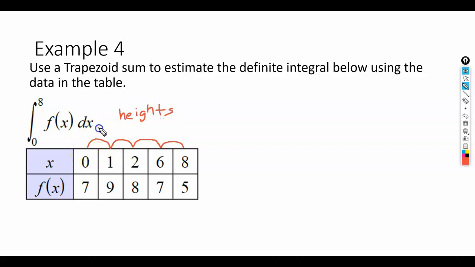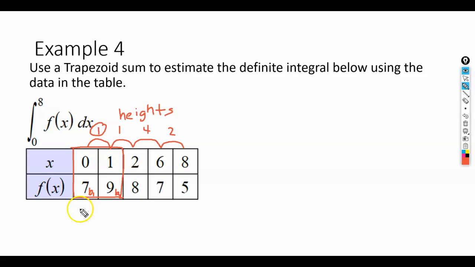So from here to here, my first height is going to be 1. My next height is going to be 1. My next height is going to be 4. And my next height is going to be 2. So not all the trapezoids have the same height in this case. Now, the y values represent the bases. So for my first trapezoid, as I'm going from here to here, this would be base 1, and this would be base 2. And there's its height. So we have base 1, base 2, and height.